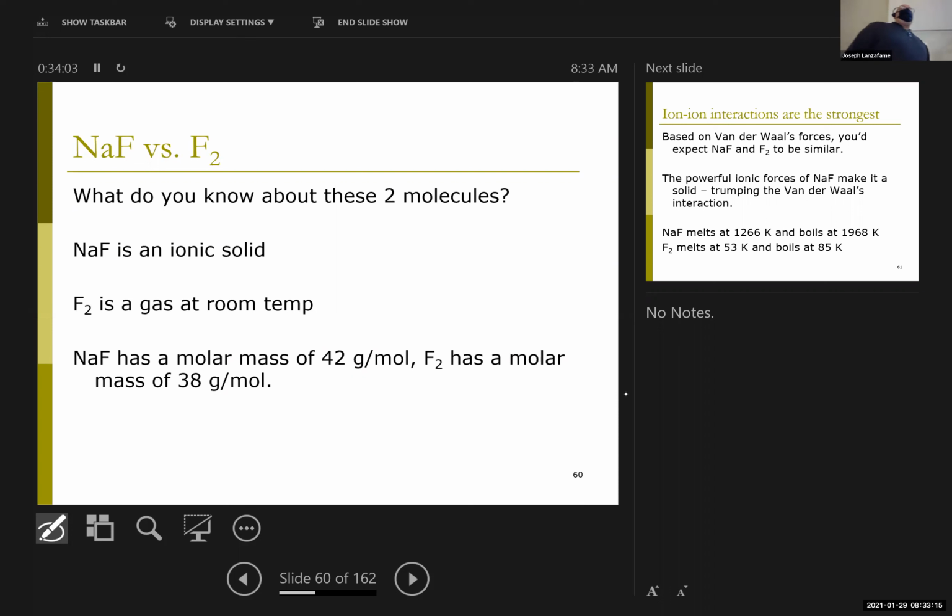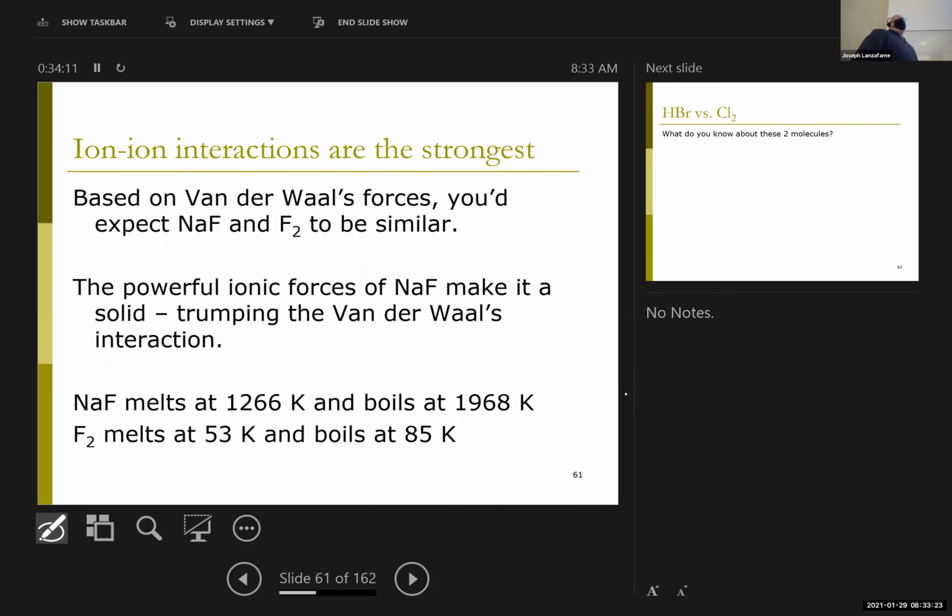You would expect them to have very similar van der Waals forces. They're both diatomics, so they're little bar-shaped molecules. But if you look up the boiling point and melting point, sodium fluoride melts at 1266 Kelvin. Fluorine melts at 53 Kelvin. That's a factor of 20 to 25. That is all the ionic interaction.